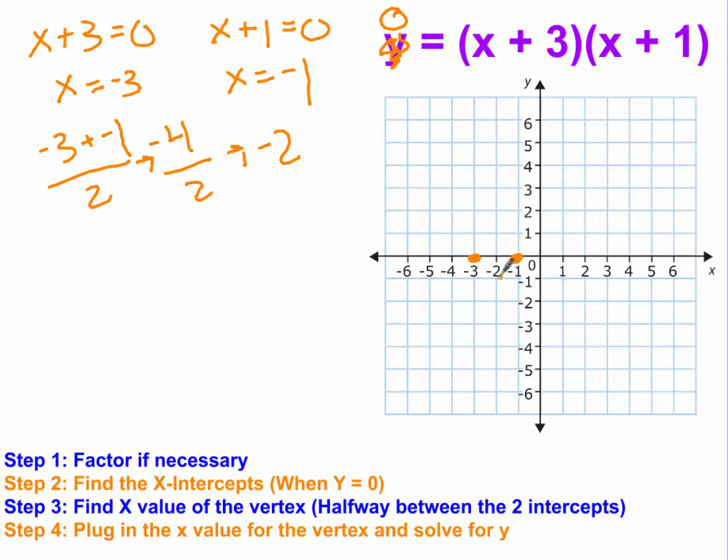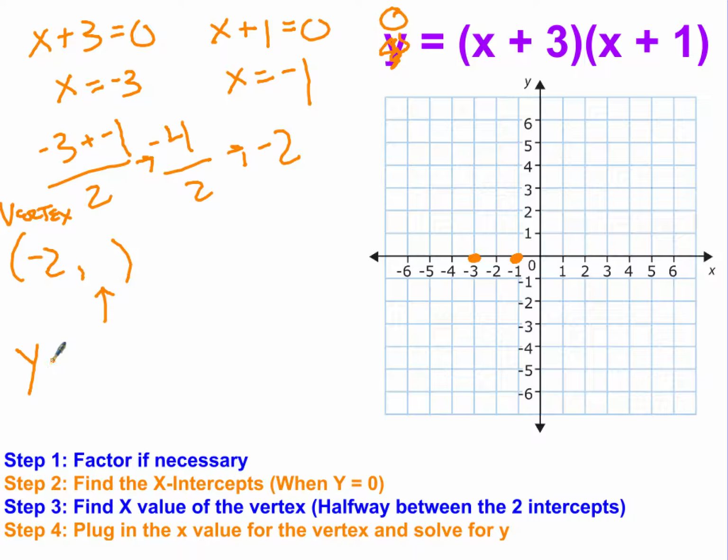So my x value is -2. Also, you can just look at the graph, and a lot of you can see that -2 is halfway between -3 and -1, but this helps when we have bigger numbers or more difficult values to work with. So I know the x value of my vertex is -2. Now I need to figure out what my y value is. In order to find my y value, I plug the x value of the vertex into the original function and solve for y.